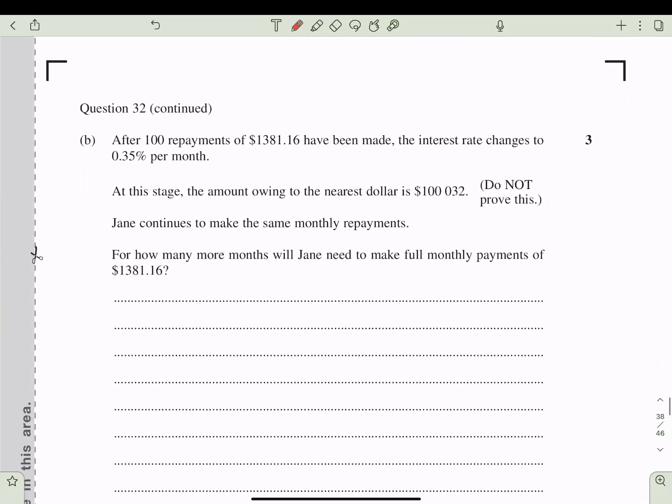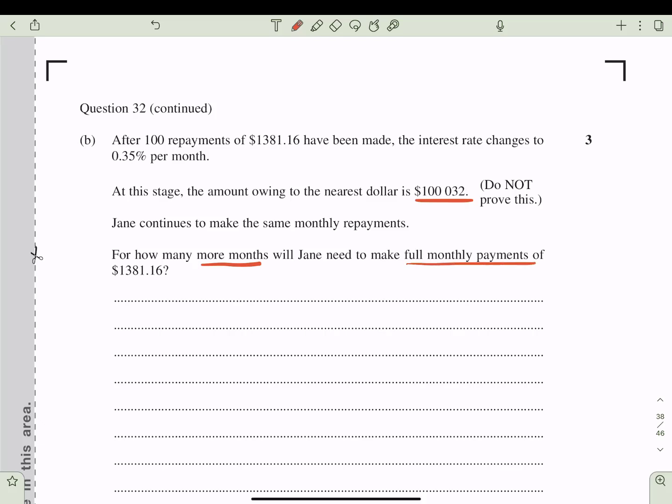Now, part B. After 100 repayments of 1381.16 have been made, the interest rate changes. Okay? At this stage, the amount owing to the nearest dollar is $100,032. Jane continues to make the same monthly repayments. How many more months would Jane need to make full monthly payments?